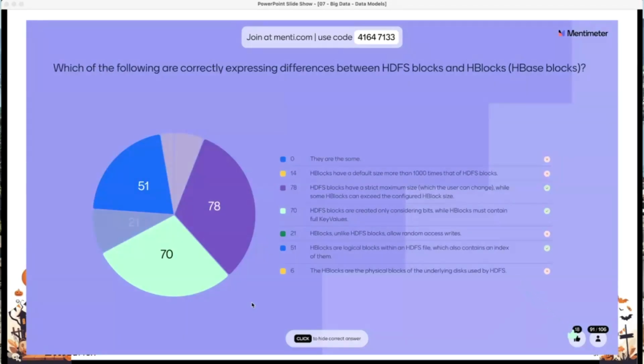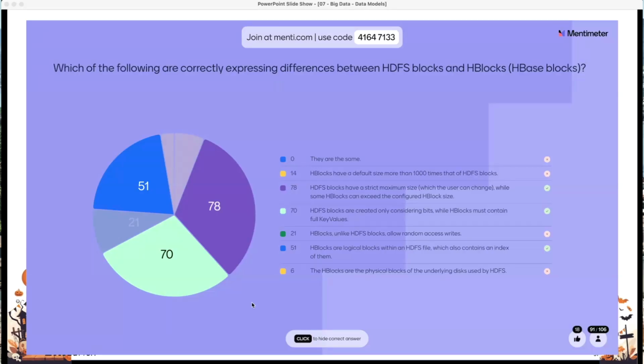Okay. Answer number 3, it is absolutely correct. For an HDFS block, when you arrive at 128 megabytes, it stops there strictly. You will not have a single bit more than that, right? Of course, the user can change the size, but whatever size the user puts, it's never going to exceed, right? Who remembers that? Okay, very good.